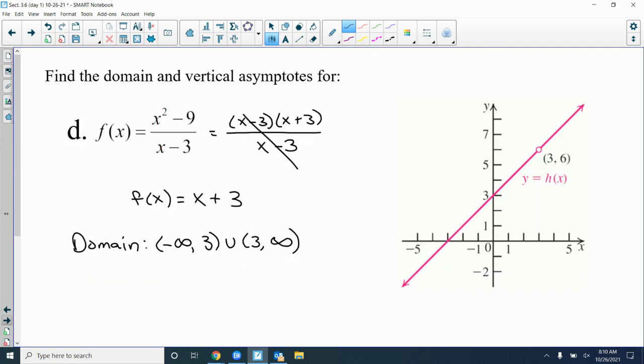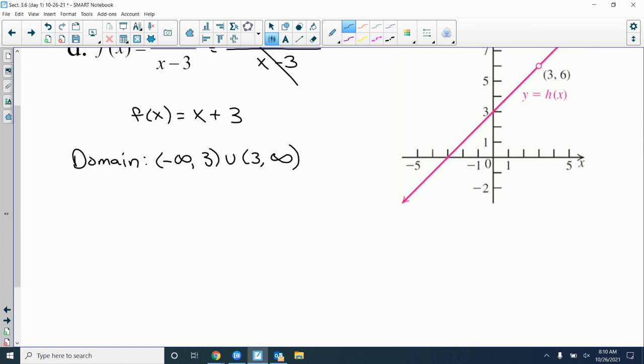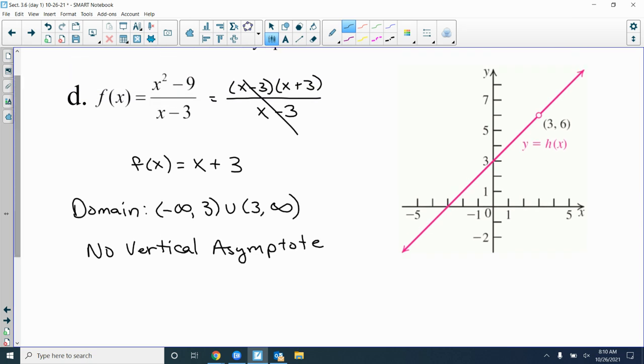Because when we divide, we're left with x plus 3. So there is no vertical asymptote. Now, if you got a little bit of room, it wouldn't hurt to put that graph down, just so that you make that connection between that equation and what it's going to look like.